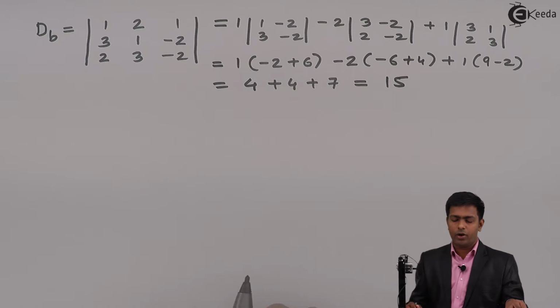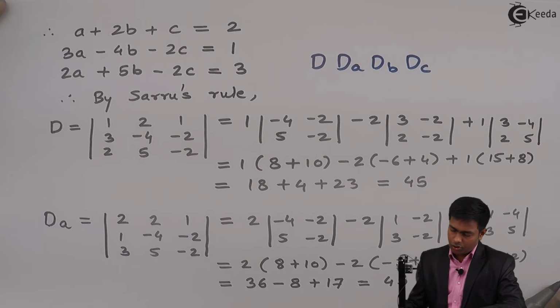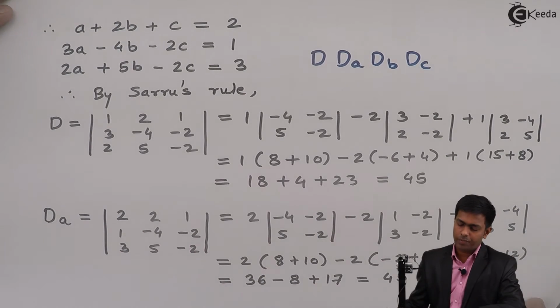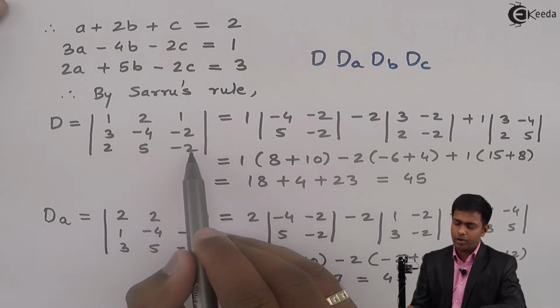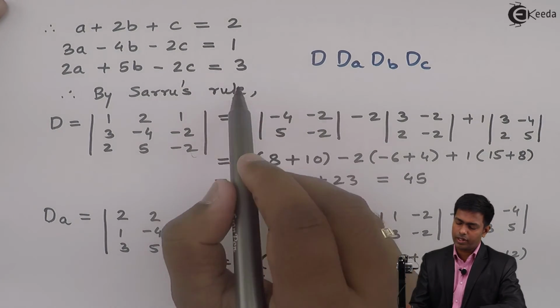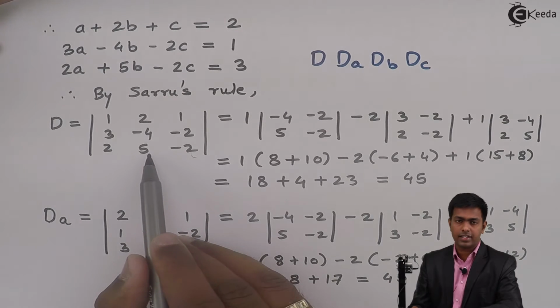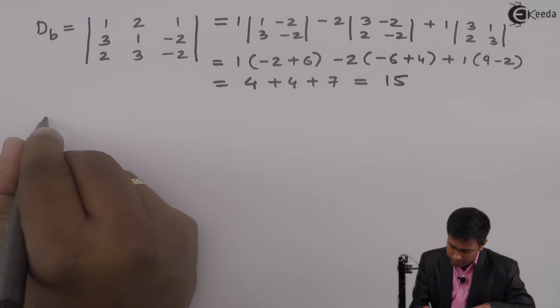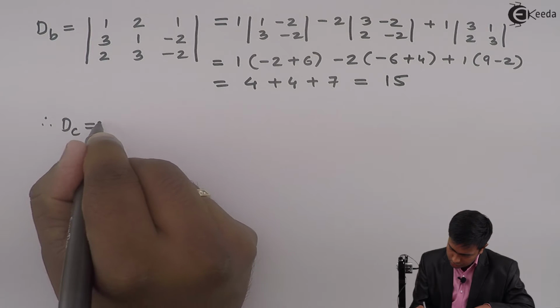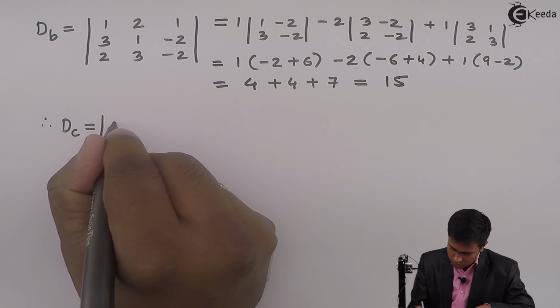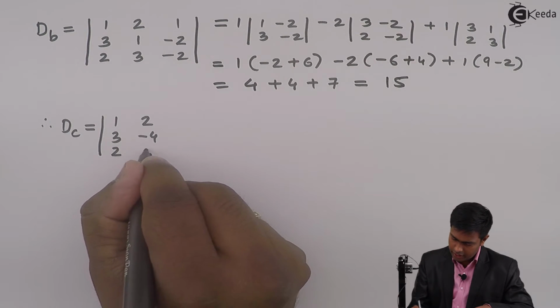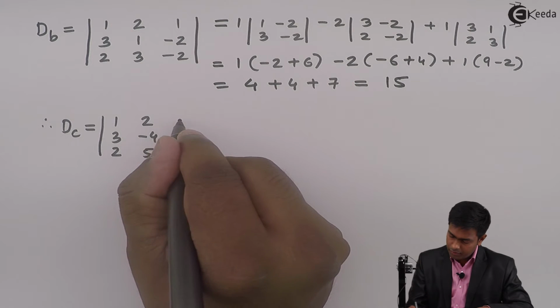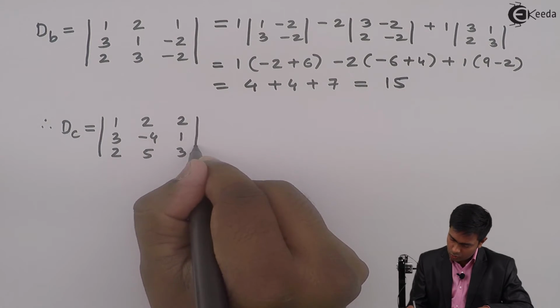Now let's find out the value of dC. To get the value of dC by Sarrus' rule, we replace the coefficients of C by the constants. So the third column will change and it will be replaced by 2, 1, 3. The first and second columns will remain as they are. So therefore dC is equal to 1, 3, 2 as it is, 2, minus 4, 5 as it is, and the last column will be replaced by the constants. So 2, 1, 3.